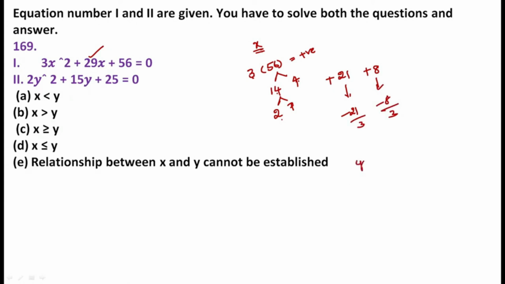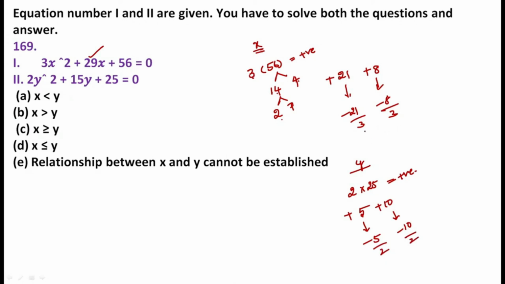In the same way, take the y values here. 2 into 25. Values are positive. We want 15. We want 15, meaning the factors are 5 and 10. Those are positive. So the final factors are minus 5, minus 10. And the values of A are equal to 2 and 2.